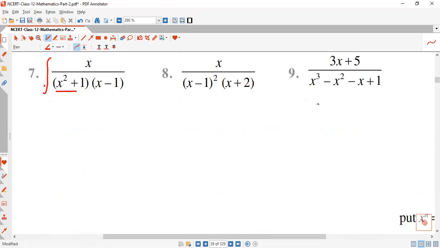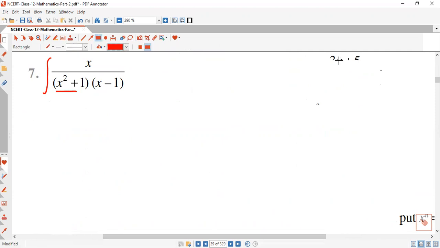So here, first of all, I want to find the partial fraction. The partial fraction will be different here. So far, you were getting all linear functions, but now we have a quadratic factor. One is a linear equation, one is a quadratic equation. So I will solve this question by using partial fraction. First of all, I will do the partial fraction.